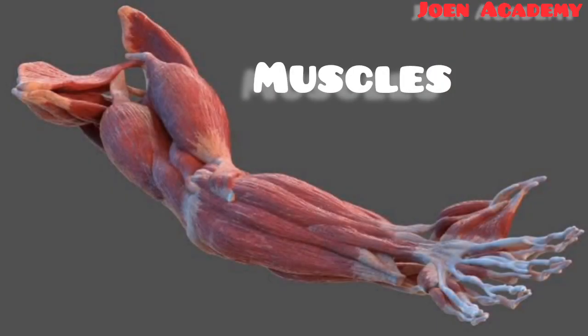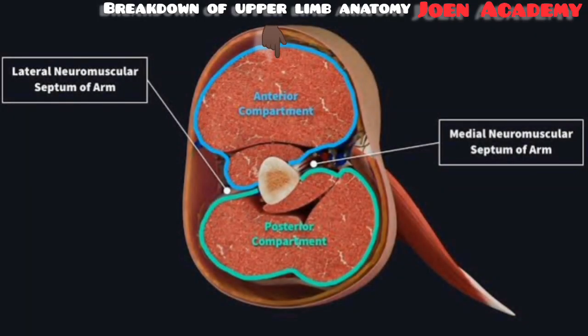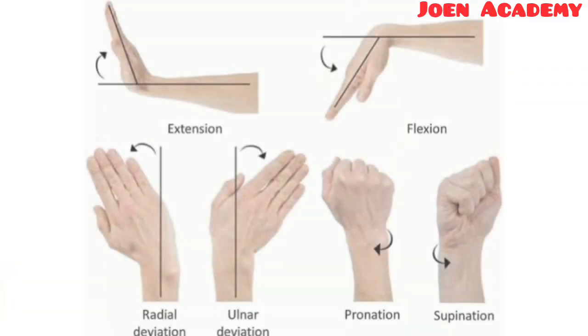Muscles are the next component of the upper limb. These muscles of the upper limbs are broadly categorized into 2 groups. There are the flexor muscles and the extensor muscles. The flexor muscles are located on the anterior aspect of the upper limb. These muscles are responsible for flexion movement at the shoulder, the elbow, and the wrist joints. The extensor muscles are located on the posterior aspect of the upper limb. These muscles are responsible for the extension movement at the shoulder, elbow, and also at the wrist joint. Flexion movement simply means bending, while extension movement simply means straightening.